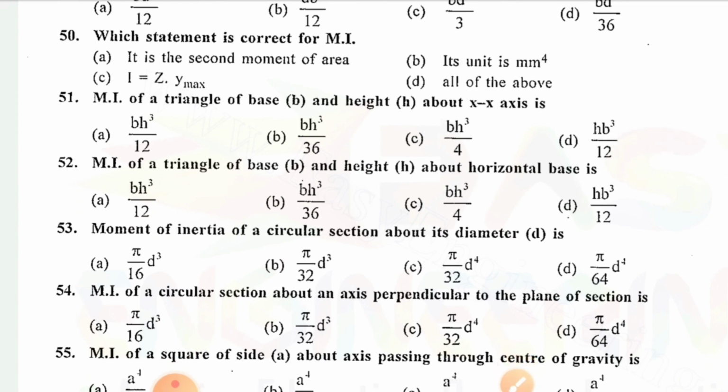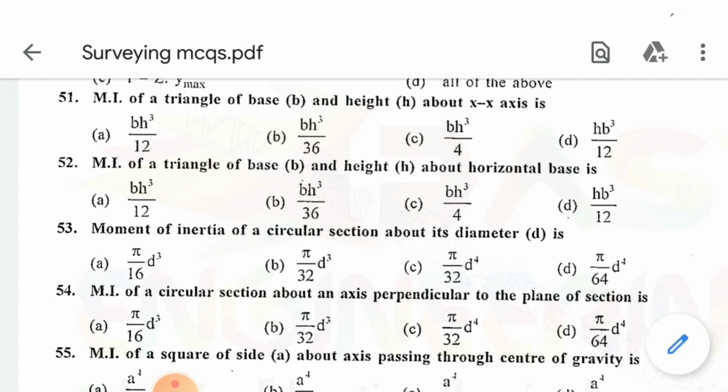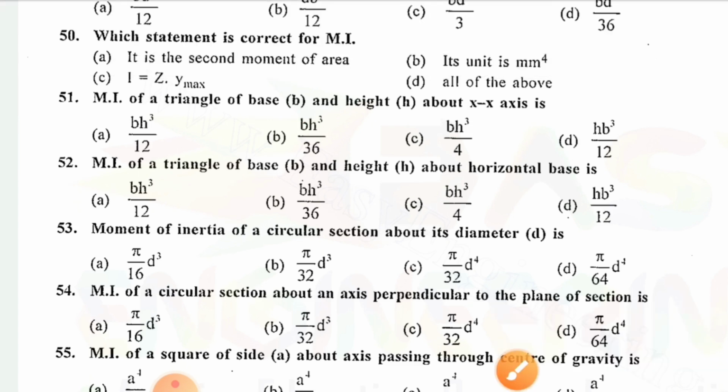Question number 51. Moment of inertia of a triangle of base B and height h about its x-axis is: option B is correct, bh cube by 36. Question number 52. Moment of inertia of a triangle of base B and height h about its horizontal base is: option A is correct, bh cube by 12.